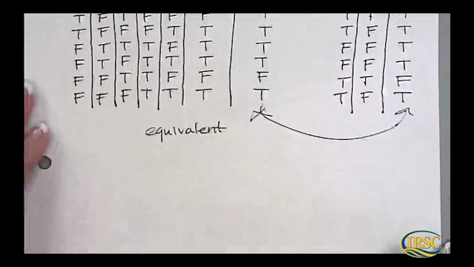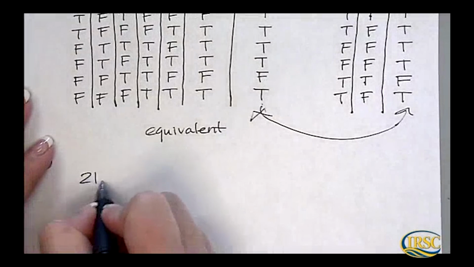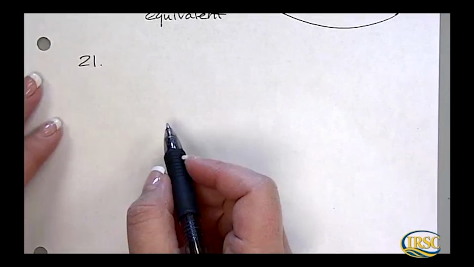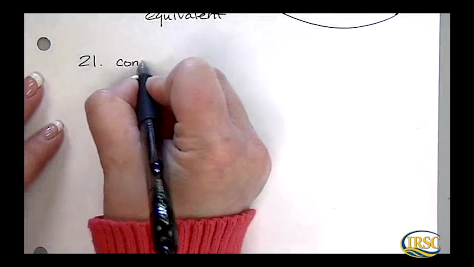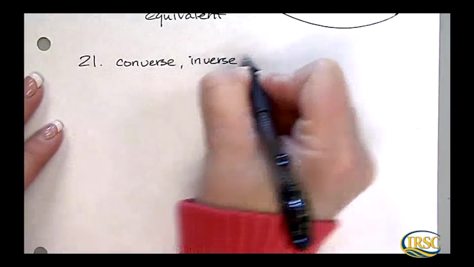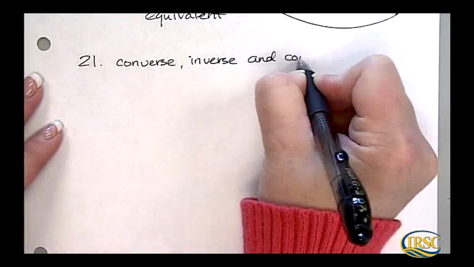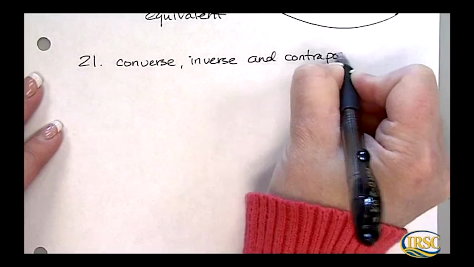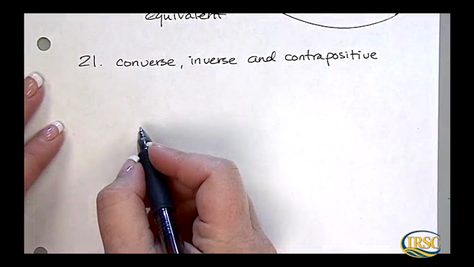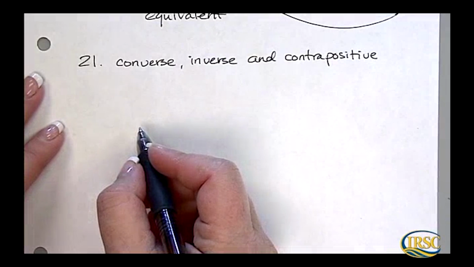Okay, and then number 21, it wants you to write the converse, the inverse, and the contrapositive. And the statement is, if the stereo is playing, then I cannot hear you.